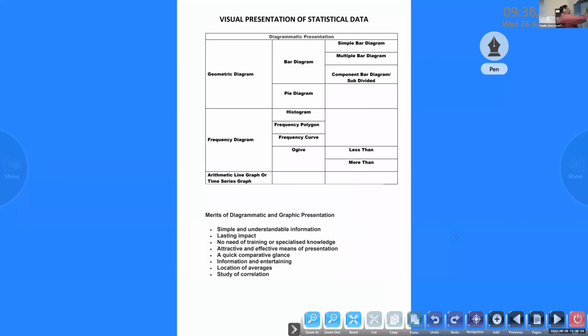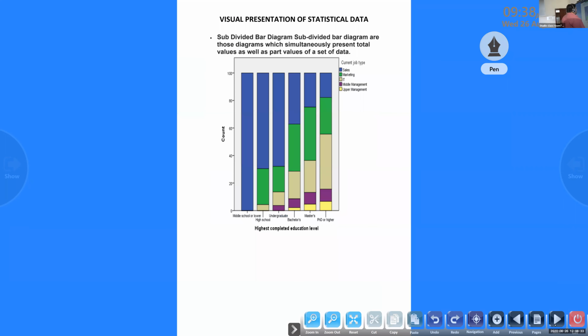Next one is called the component bar diagram, or subdivided bar diagram. What are they? Within one set of data, subsets are there, and basically you use this method. Subdivided bar diagrams are those diagrams which simultaneously present total values as well as part values of a set of data. Subsets are within the data, and we use this method to present them. It is called a subdivided bar diagram.